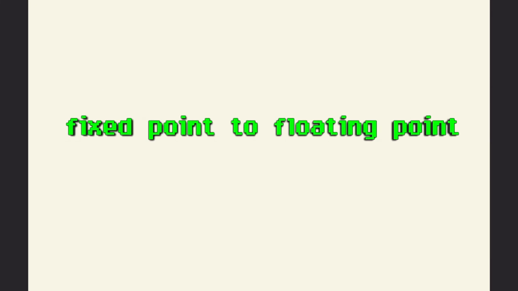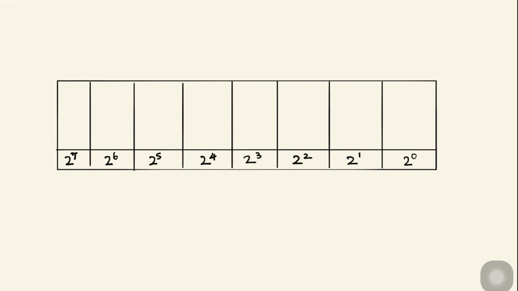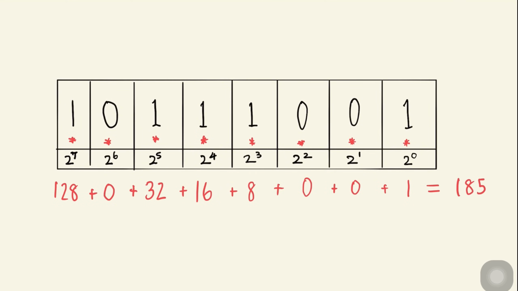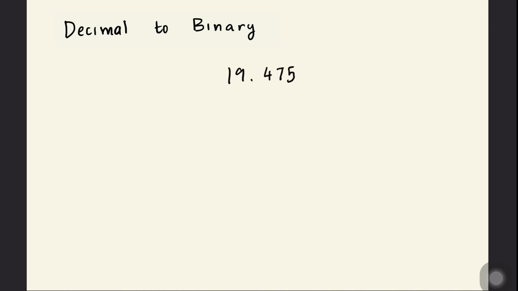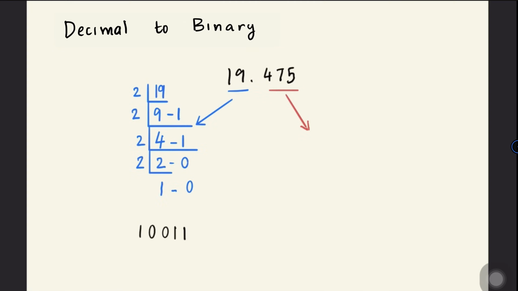To do the vice versa process, that is to convert a fixed point number into a floating point format, we first convert the decimal number into binary. Just like how converting from binary to decimal is repeated multiplication with the corresponding powers of 2, decimal to binary conversion is just repeated division. So first we go through the already familiar process of converting an integer into a binary. In this case, we get 10011.